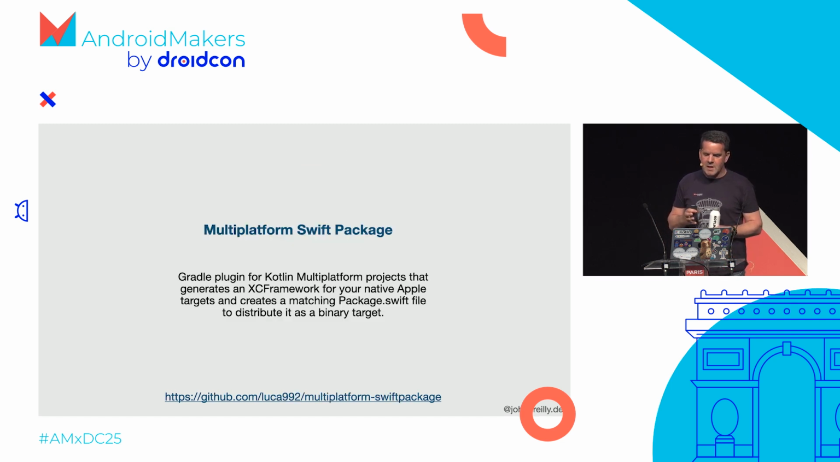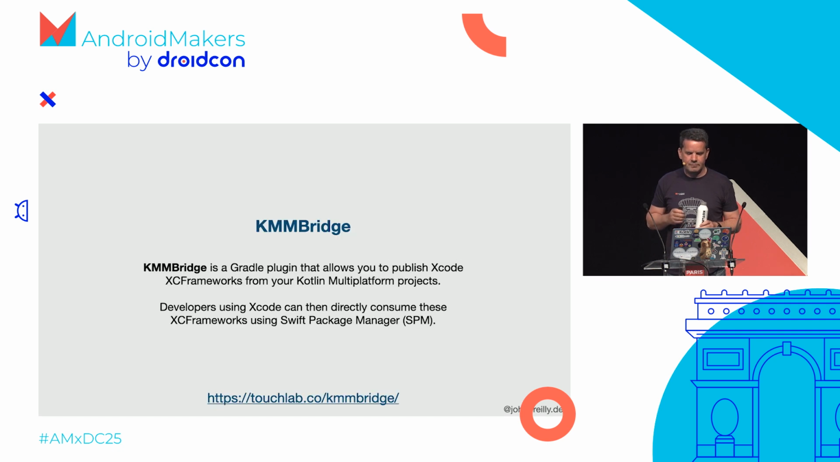The Swift package in this example for the bike-share project was built using the Multiplatform Swift package plugin. The plugin automatically creates the associated XC framework and package.swift files. The publication of these artifacts, though, needs to be managed separately. Another solution that many teams are now using for this is KMMBridge, or K-Bridge as it's known, from, you guessed it, TouchLab. This also creates the XC framework from the shared code, but also supports a range of options for managing the publication.